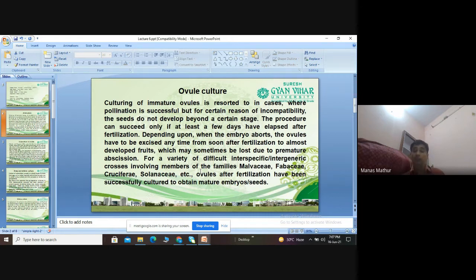Ovules after fertilization have been successfully cultured to obtain mature embryo or mature seeds. Okay. So for a variety of difficult interspecific intragenic processes involving members of families Malvaceae, Fabaceae, Cruciferae, Solanaceae, ovules after fertilization have been successfully cultured to obtain mature embryo or mature seeds. That is called ovule culture.